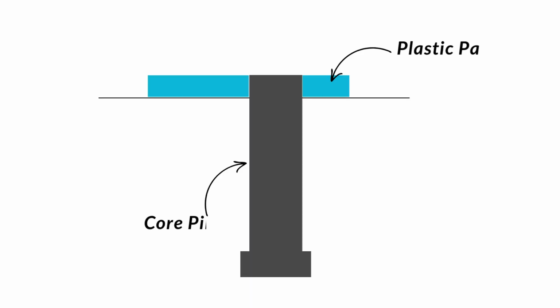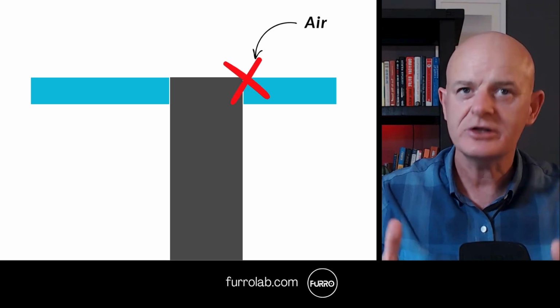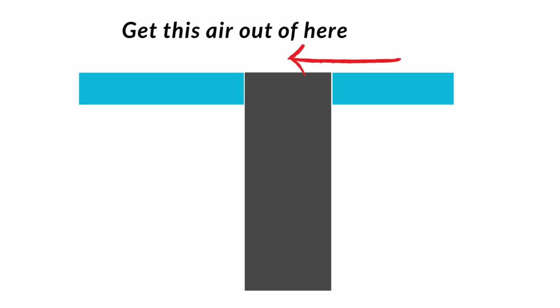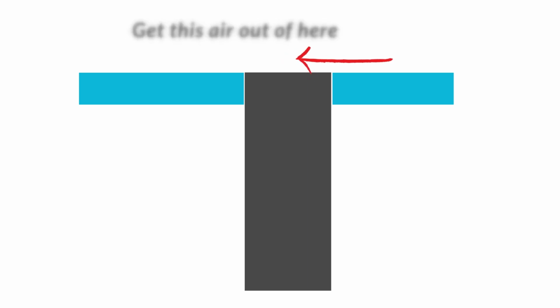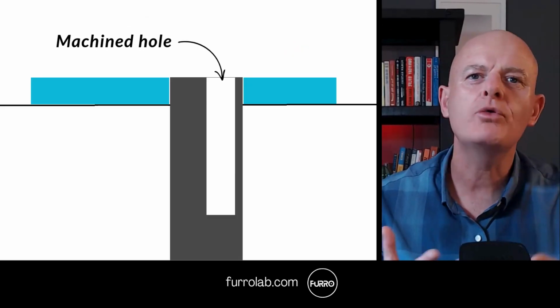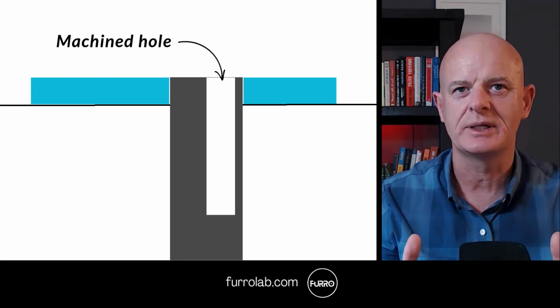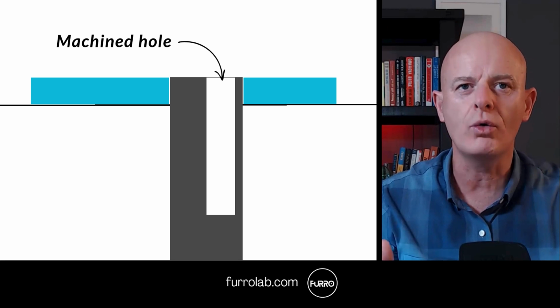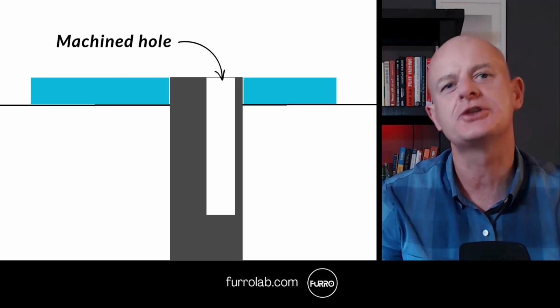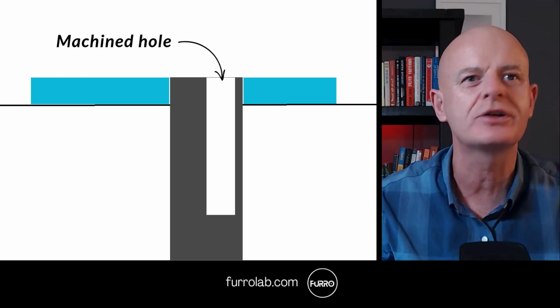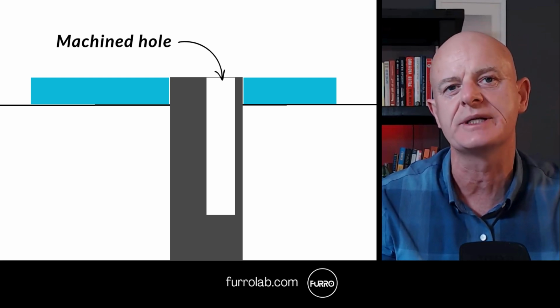So we have the hole in the part which is formed by the core pen. The air trap happens in this area. How do we get the air out of there? How about we create a place for the trapped air to escape to? You can do this by machining a hole into the core pen as shown. This can be done using a CNC cutter or even spark erosion.